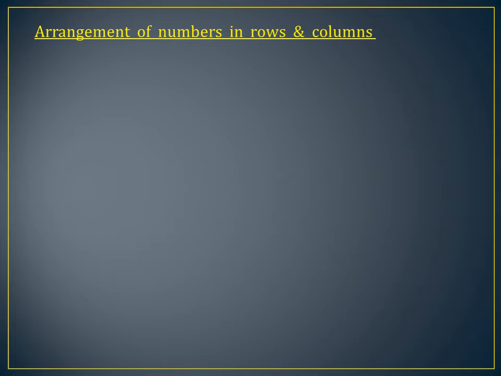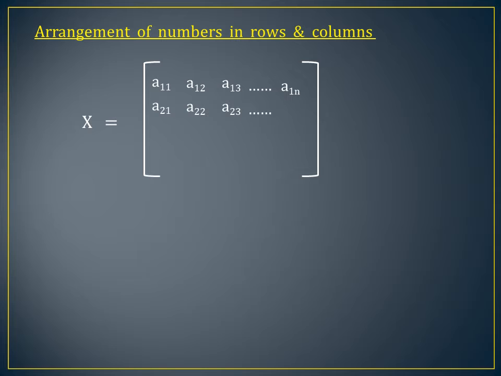So suppose we have a matrix X equal to A11, A12, A13 and so on till A1n. Next A21, A22, A23 till A2n, and continuing all the way till Am1, Am2, Am3 till Amn. And outside the bracket we have m into n. So let's understand what each of these things mentioned here stand for.